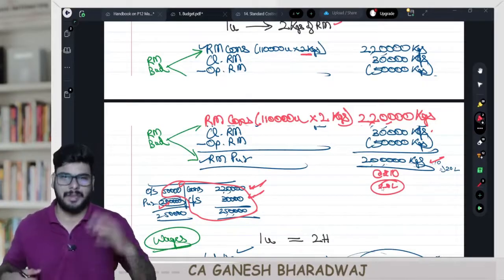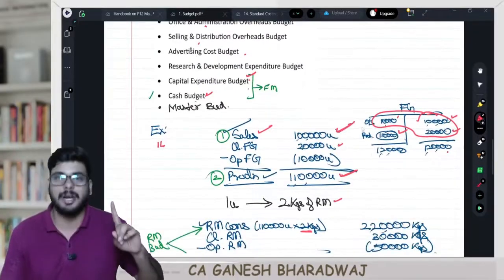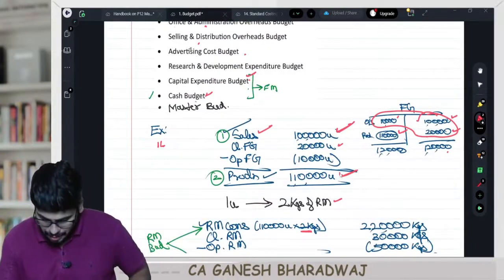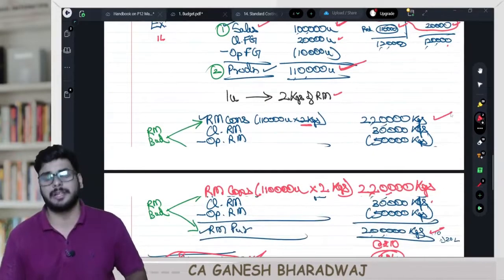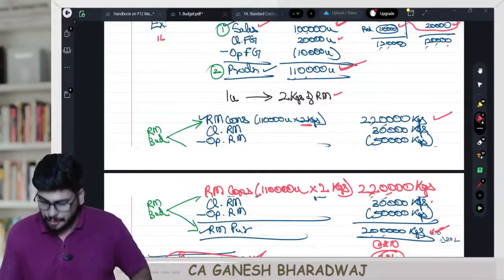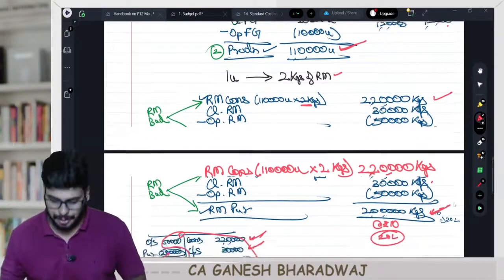It's very simple. So now if you see, what was the starting point? First, you need to have the sale figure. Once you have the sale, with that you can arrive at the production. Once you have the production, with that you can find out the raw material consumption. Once you have the raw material consumption, with that you can find out the raw material purchase. It's a chain that follows. Are you clear with this?